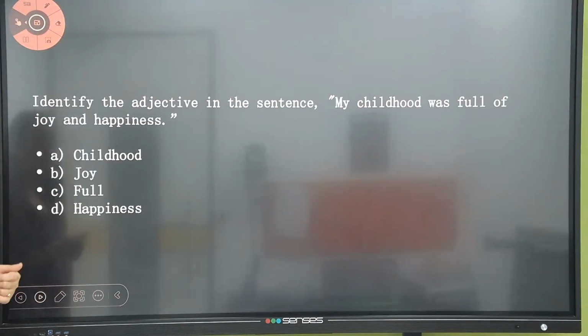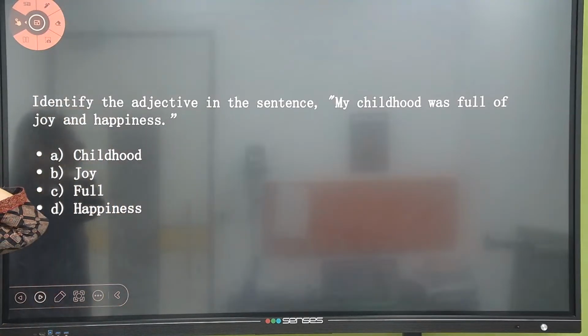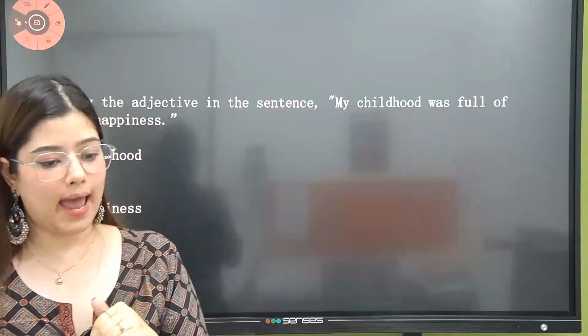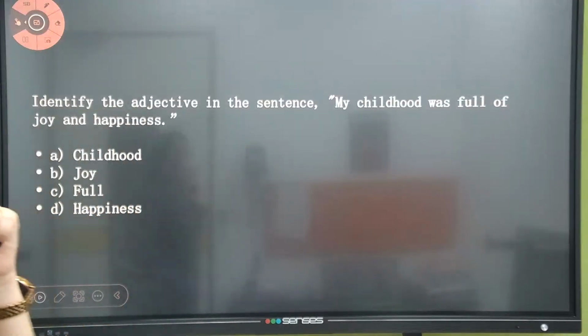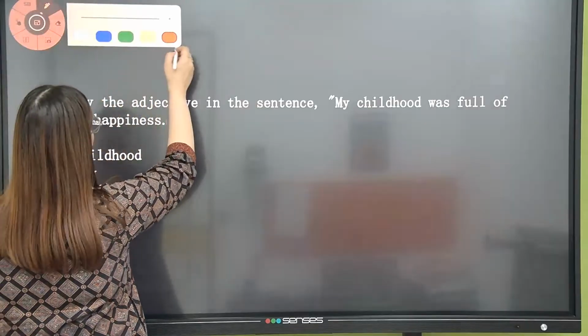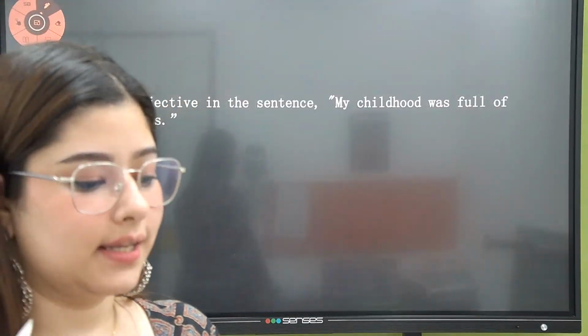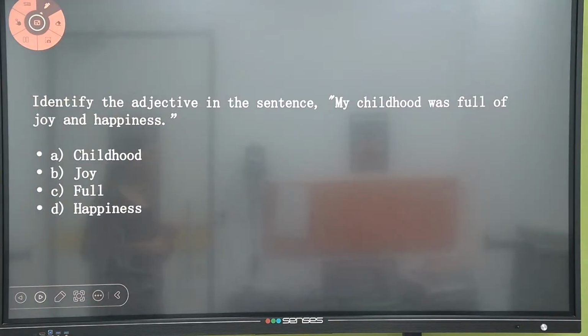Next. Identify the adjective in the sentence. My childhood was full of joy and happiness. You have to identify the adjective in this particular sentence. And yes, there is an adjective in the sentence.